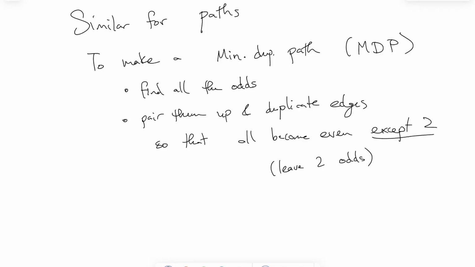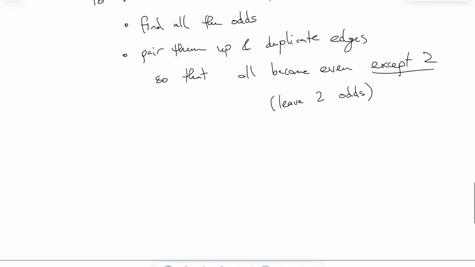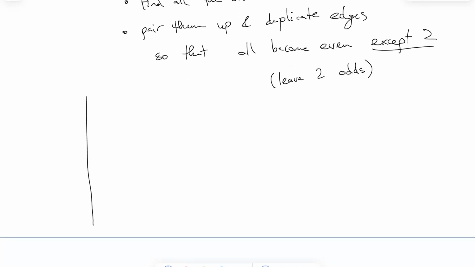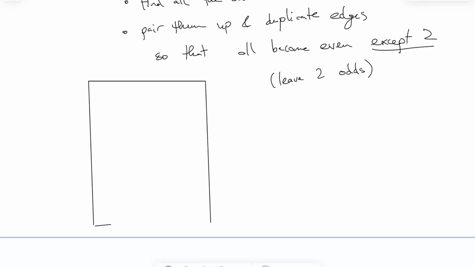So let's try one big example. I'm not going to actually draw in the path, but we'll just decide which edges to duplicate. So this is a fairly rectilinear example, as they say.